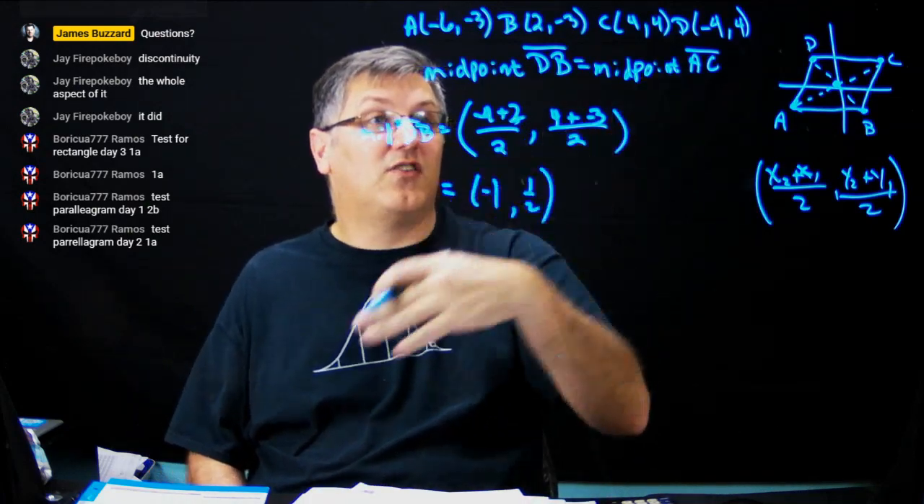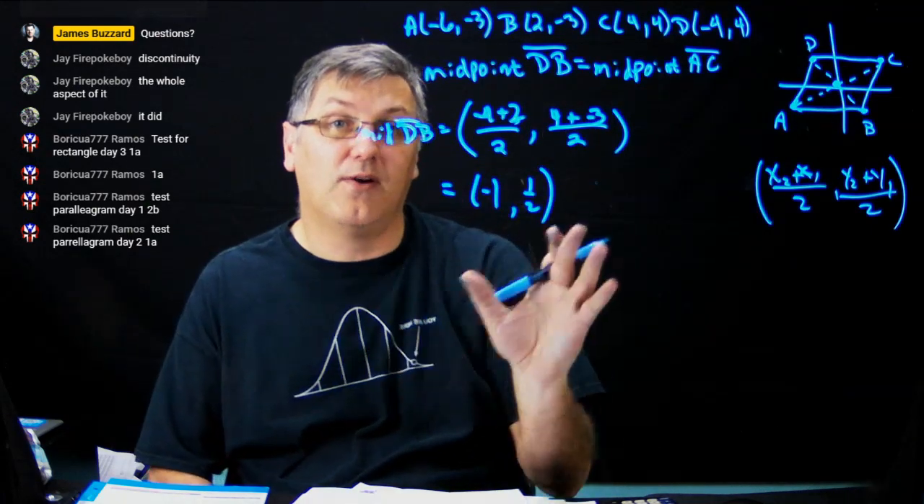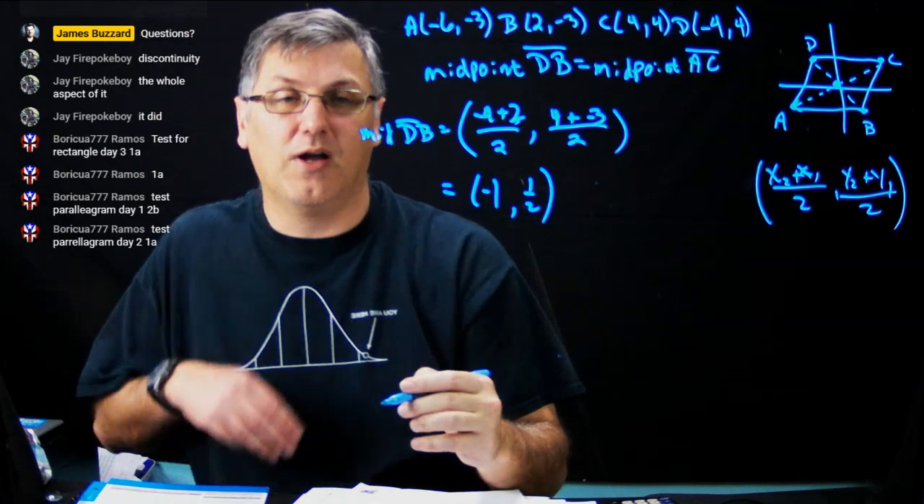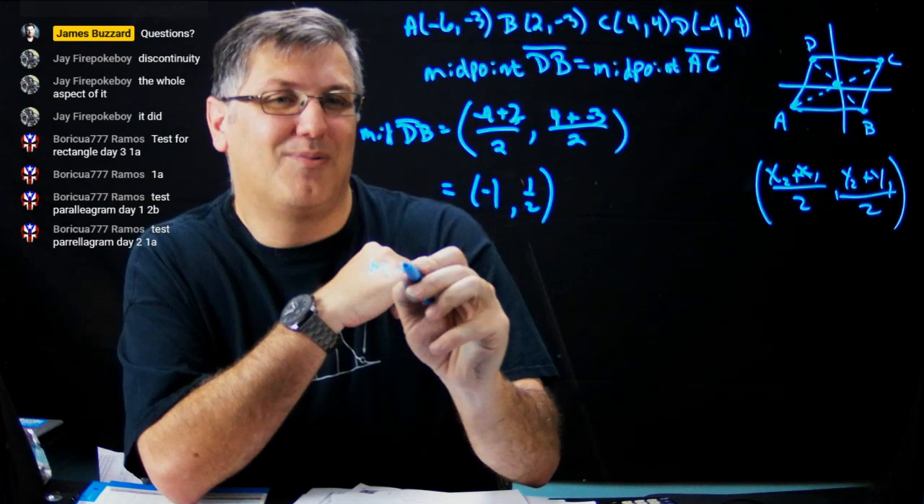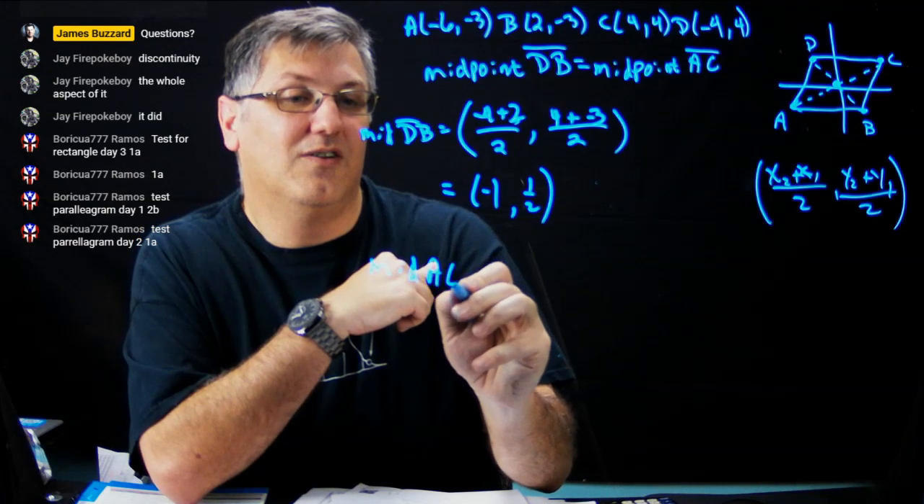If the midpoint of AC equals the midpoint of DB, that's a parallelogram, and we are done. So here we go. We're going to do the midpoint of AC.